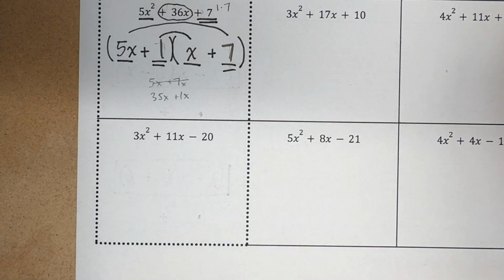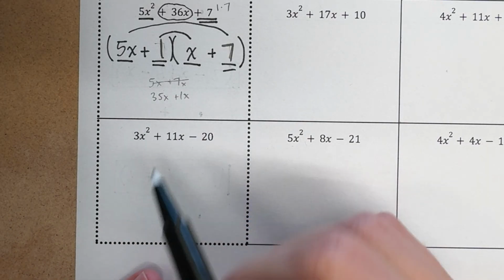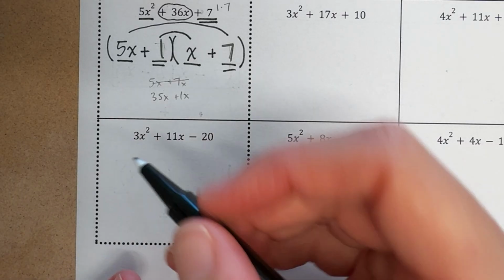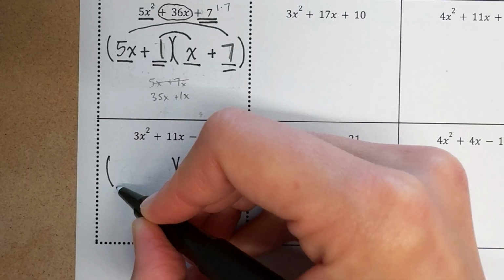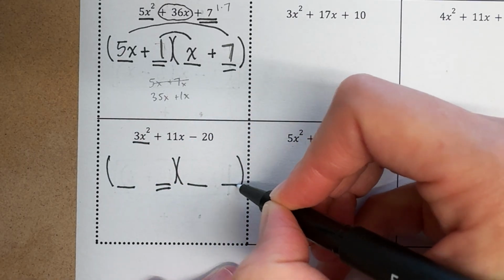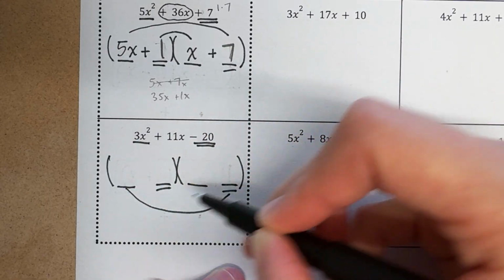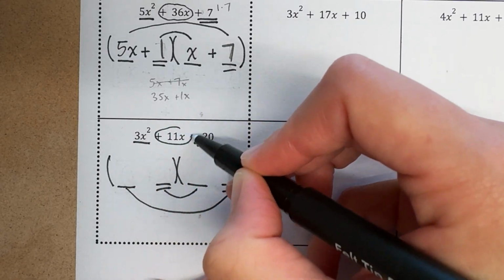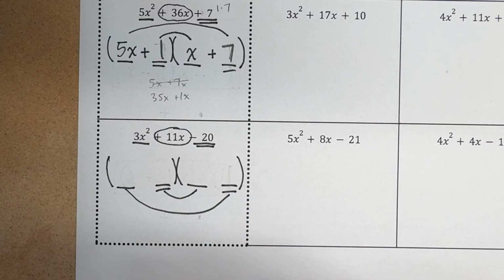Okay, last one. First, I'm checking for the GCF. Is there a number that multiplies to 3, 11, and 20? There is not. Both 3 and 11 are prime numbers, so there's nothing that multiplies. So I'm just going to factor. And same as before, this times this will equal this. This times this will equal this. And the outsides and the insides multiplied will equal this. So it's the same as above. The only difference is here I have a negative number, so I'm just going to make it a little bit more tricky, but overall, not too bad.